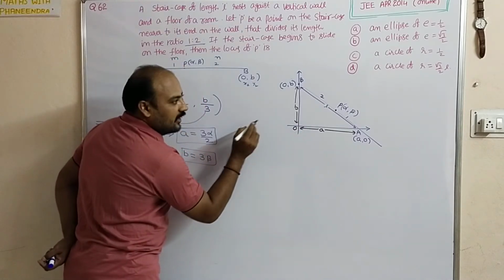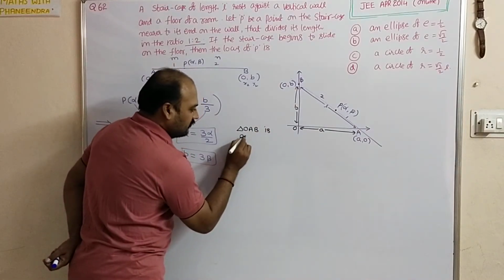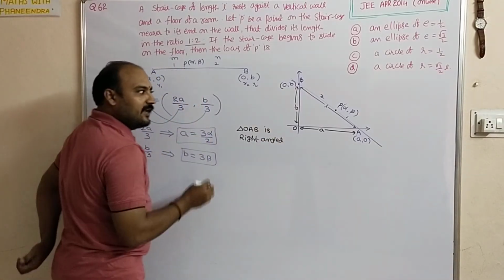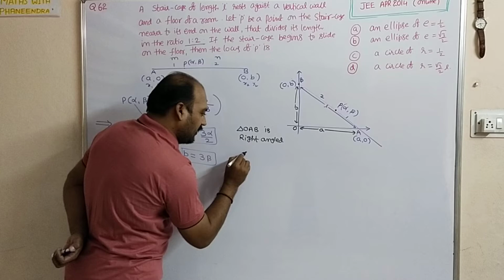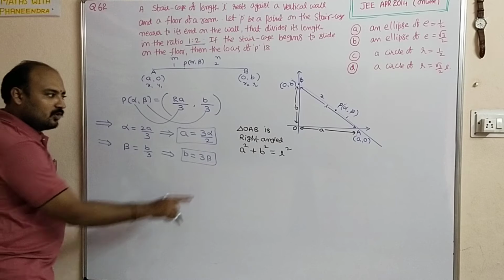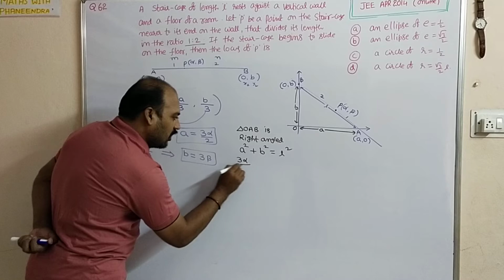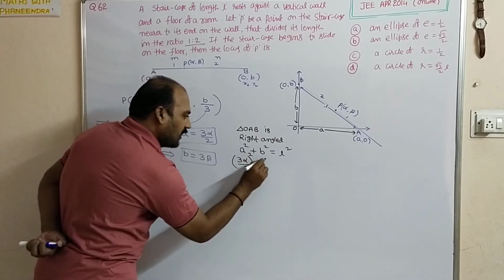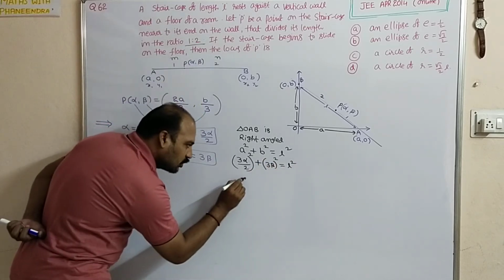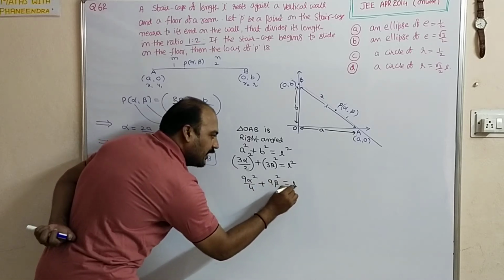So from triangle AOB, it is right angled. Whenever it is a right angle, A square plus B square equal to L square. A square, 3 alpha by 2 whole square, plus 3 beta whole square is equal to L square. So 9 alpha square by 4 plus 9 beta square equal to L square.